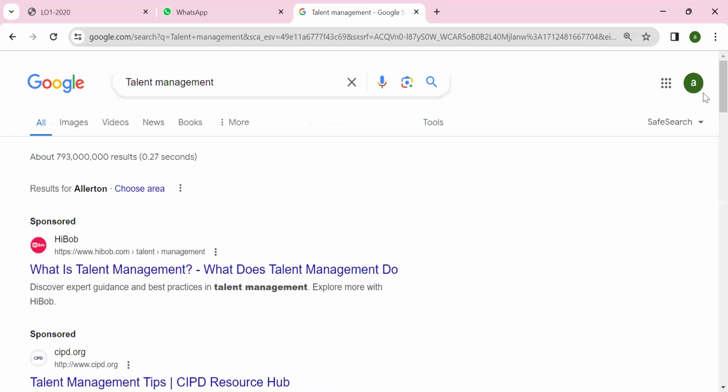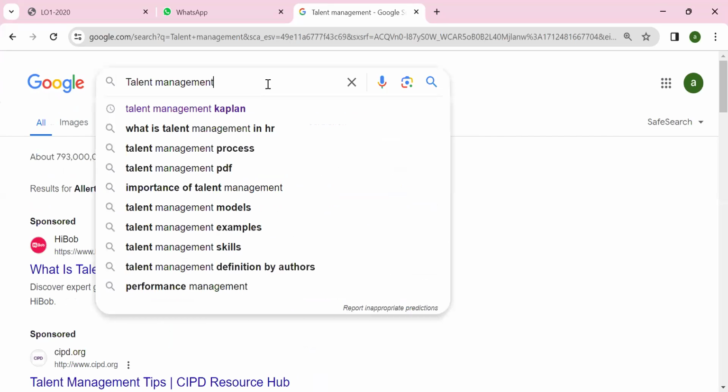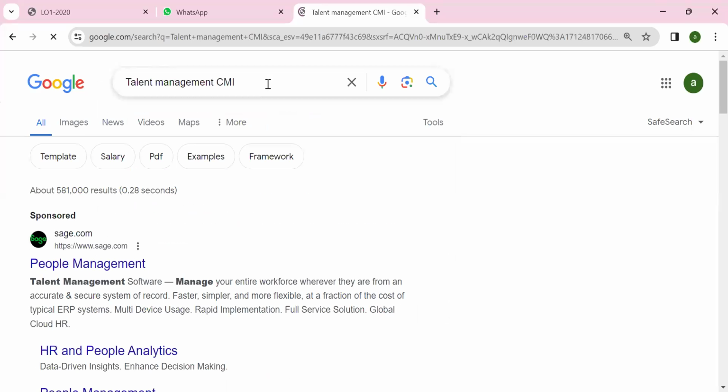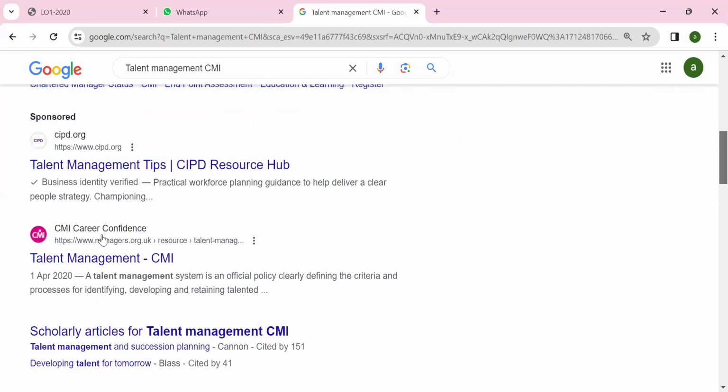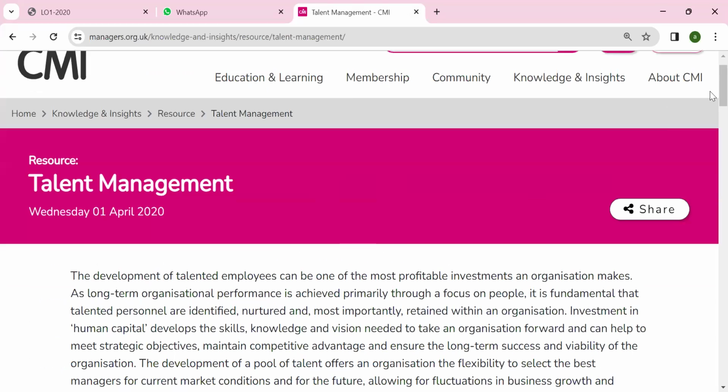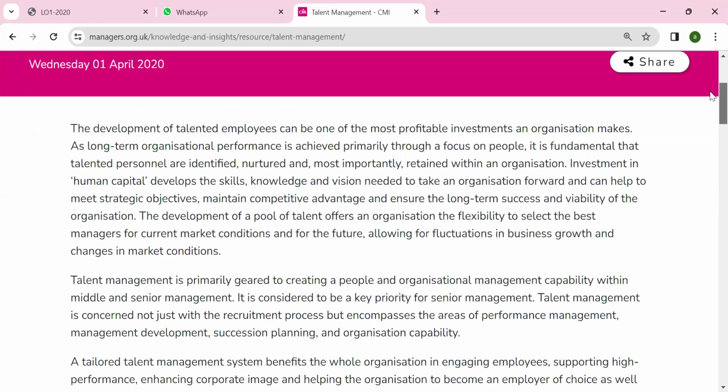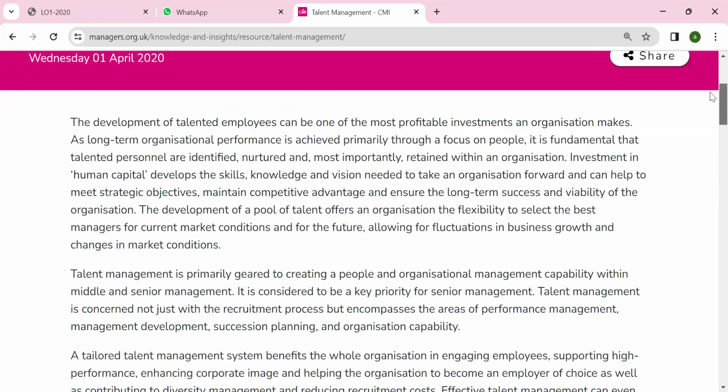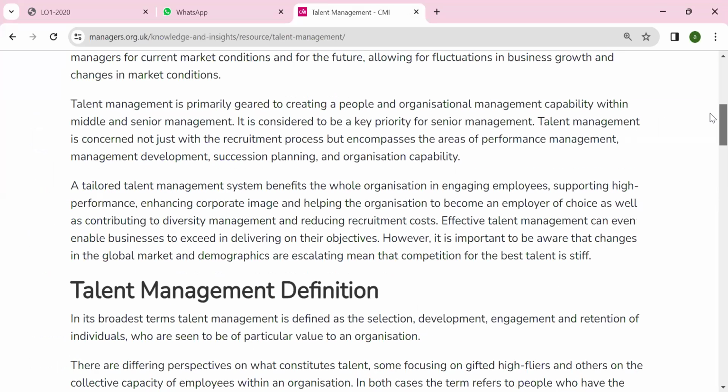Other than that, if you leave the word Kaplan there and just say talent management, we can say according to CMI, which means Chartered Management Institute, and we can look at some articles on talent management according to CIPD. You will see that development of the talent of employees can be one of the most profitable investments an organization makes. Talent management helps to increase performance primarily through a focus on people, and is geared to creating people and organization management capacity within middle and senior levels.